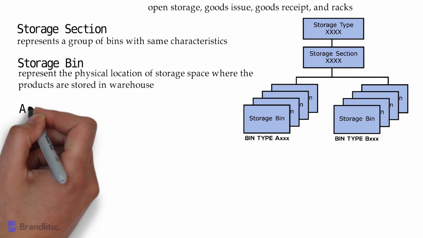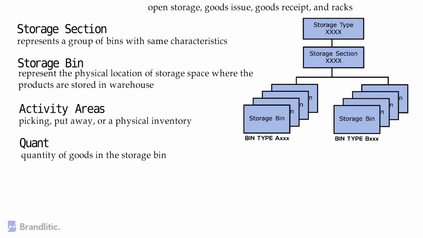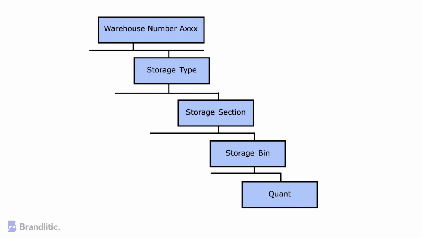Next, activity areas. Now, storage bins are further categorized into activity areas. It includes activities like picking, put away, or physical inventory. Here, as per the activity, we can assign the same storage bin to multiple activity areas. Next, quant. The quantity of goods in the storage bin is represented by quant. Also, the quant is used for managing inventory in the storage bin. Graphically, these all can be depicted as follows.